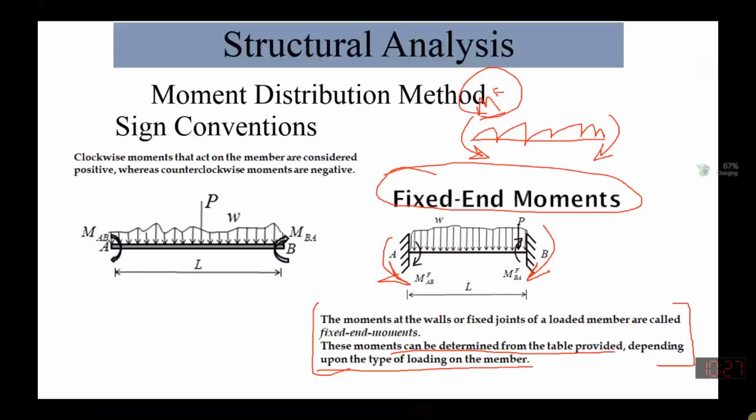Roll number 68, can you redefine it again now? Same moment due to the applied load on the fixed joints. Very nice, very simple, and we have calculated them in our previous example. So I'll move to the next part. Then comes member stiffness factor.